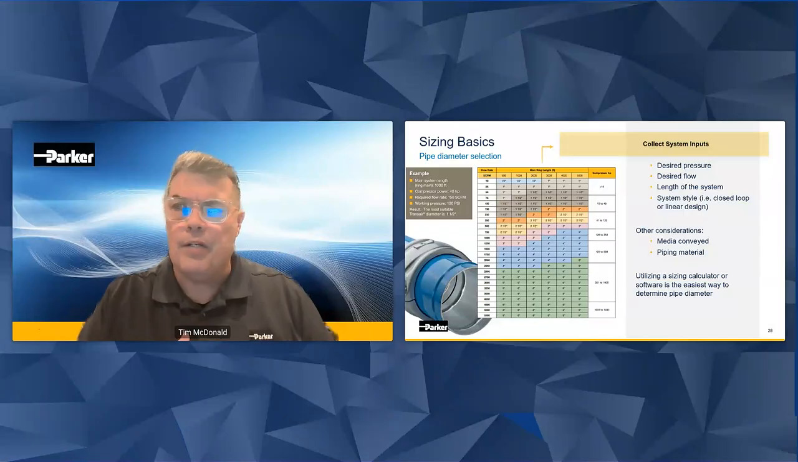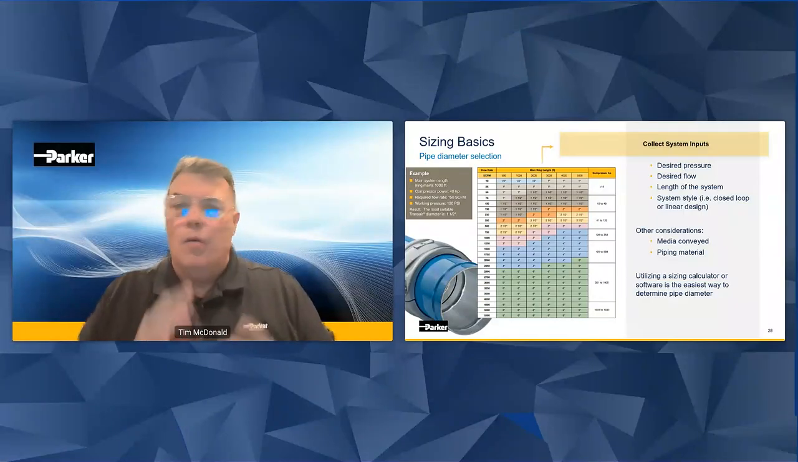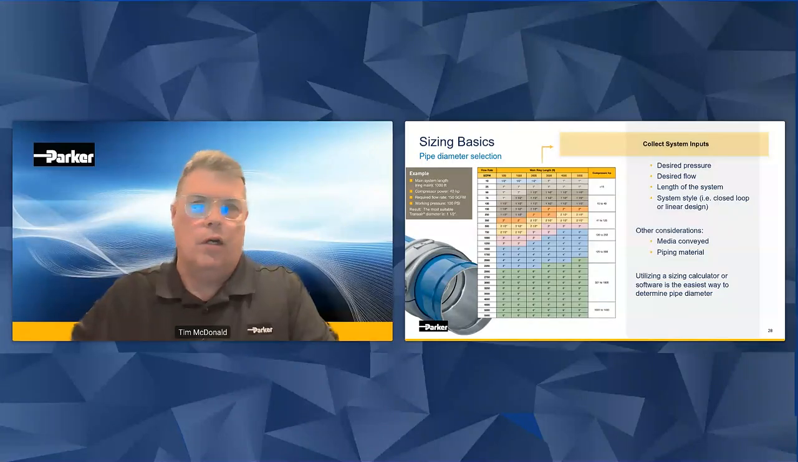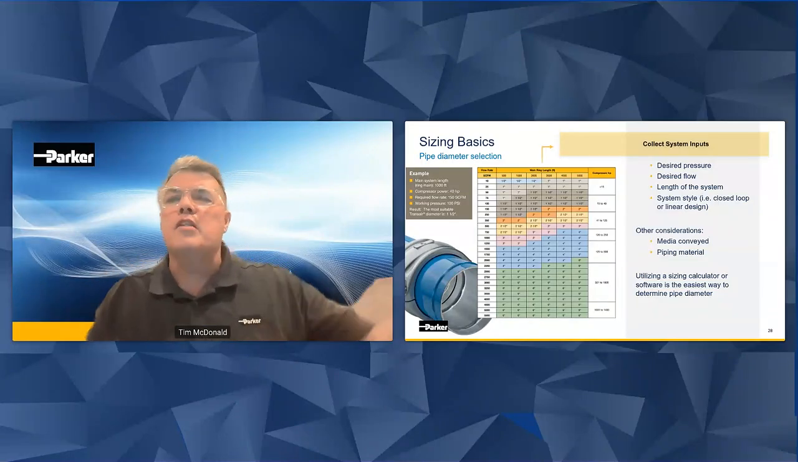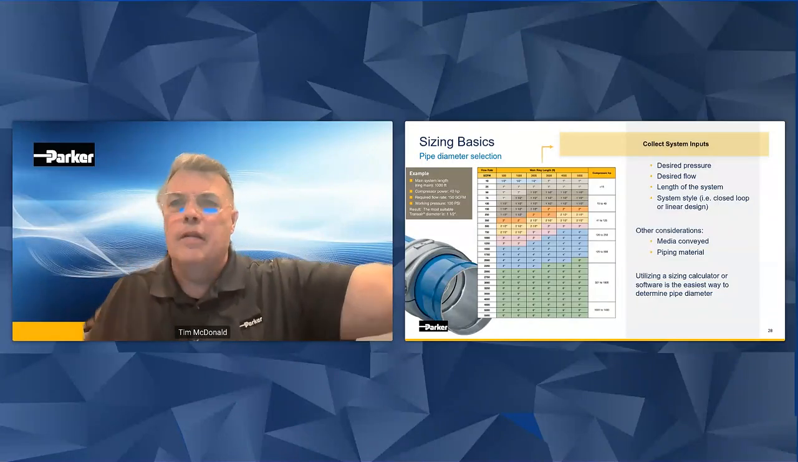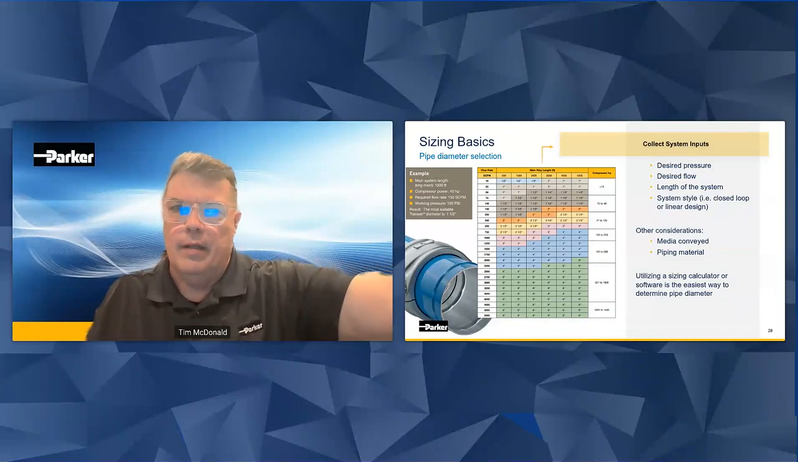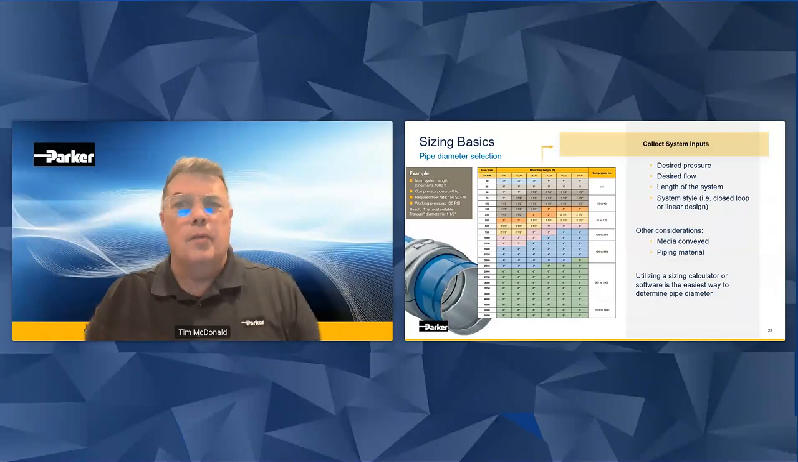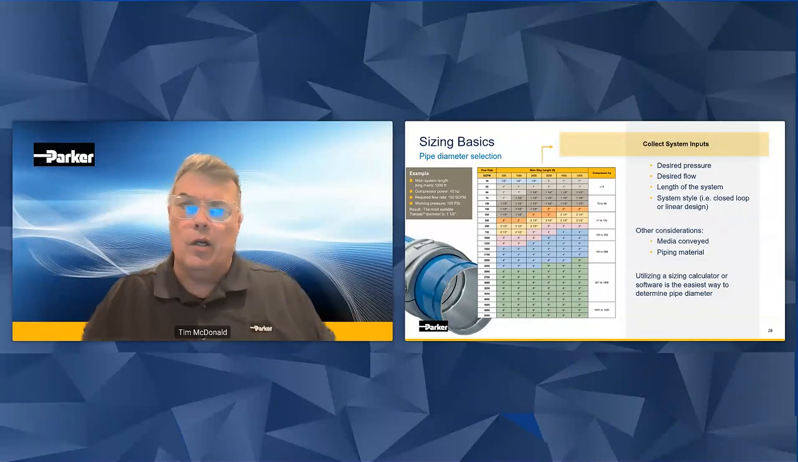What's our desired pressure, right? That all comes from your demand profile. What's our desired flow, right? Pressure is our ability to do work. Flow is our ability to continually do that work. What's the length of the system? What's the furthest point from the compressor that you're going to be in the facility? And then what kind of system do we want to put in our facility? Do we want a closed loop system, or are we going to go linear?